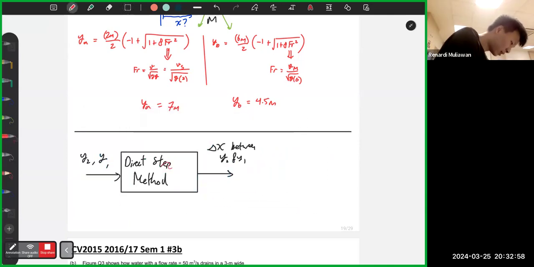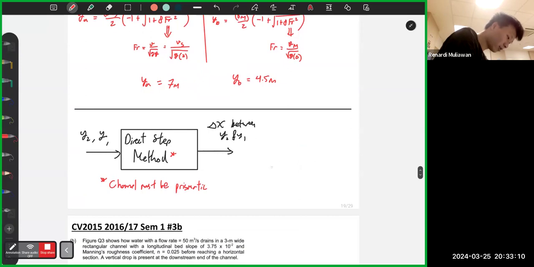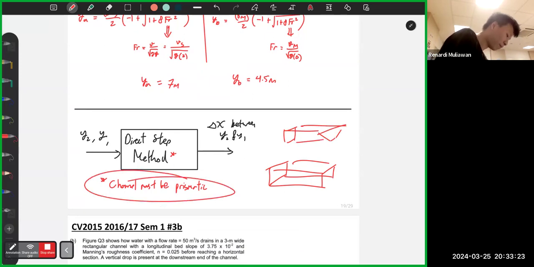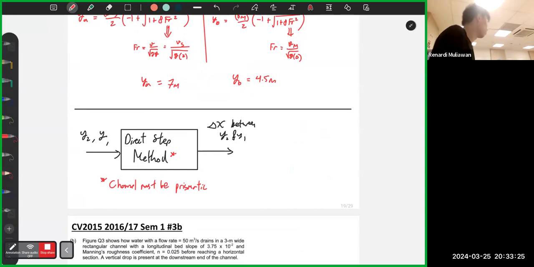One assumption of the direct step method, I'll just write it down, is the channel must be prismatic. Okay, it means if it's a square, then the bottom should be a square also. It cannot change shape. It cannot be that this one is rectangle and suddenly becomes trapezoid. So it's only applicable for prismatic channels. But in most cases, we only care about prismatic channels, so usually we can use the direct step because it's easier than the other method actually.